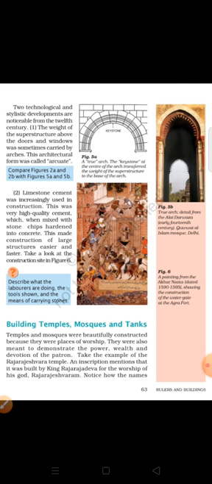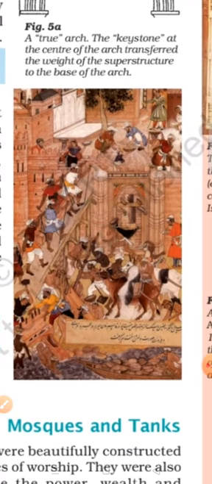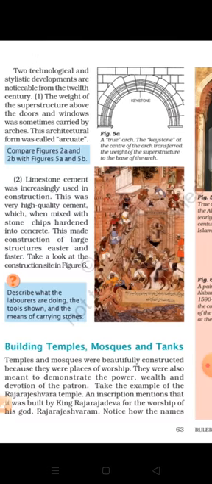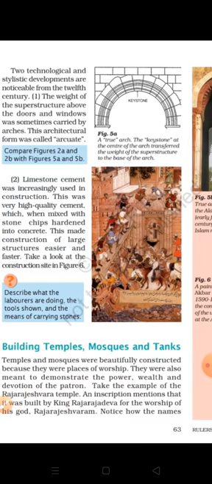Take a look at the construction site in figure number 6. You can see it easily here too. They made a structure and you can identify he was not an Indian person. The architectural laborers also include Arabs, the Mohammedans. Now describe what the laborers are doing, the tools shown and the means of carrying stones. Which type of carrying of stones do they have?